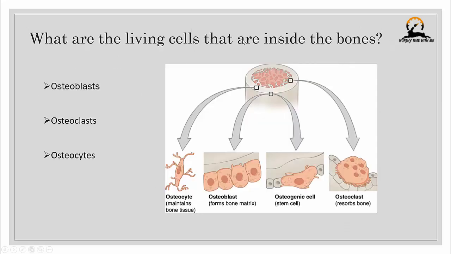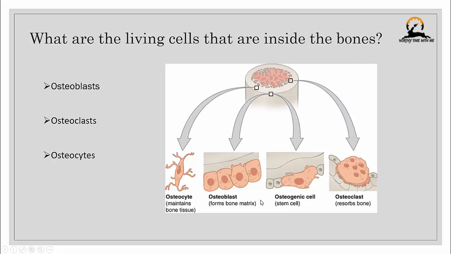What are the living cells that are inside the bones? So, the 3 we are going to talk about today are osteoblasts, osteoclasts, and osteocytes. As you can see here, I have provided photos of these 3 cells. Here is the osteoblast, osteoclast, and the osteocyte.